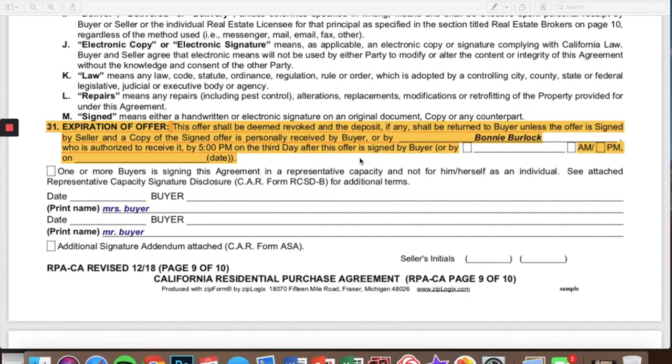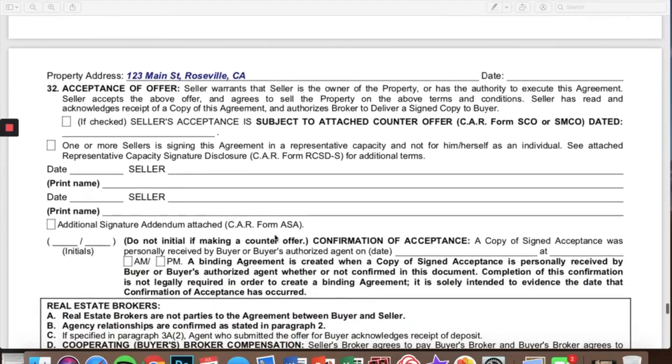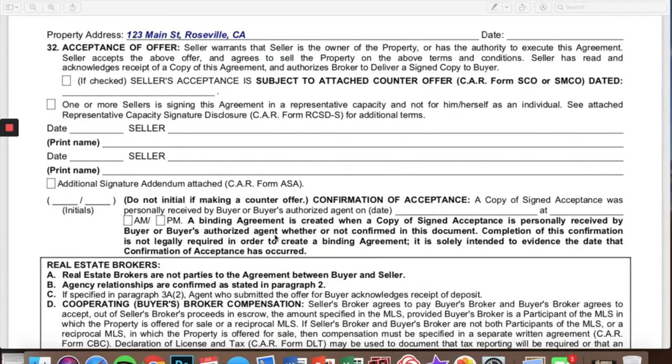The standard time is on the third day after the offer is submitted by 5 p.m. If you want it to be different than that, then you need to check this box right here and add a time and a date that you would like it to expire, and then have your client sign right down here. This last page refers to once the offer is sent out, if somebody is going to accept it or add a counter to it, that's where they would do this.